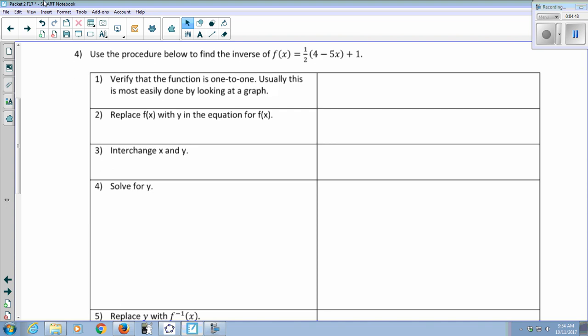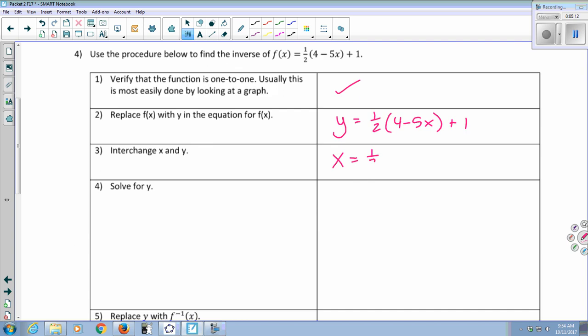All right, my next step is to replace f of x with y in the equation for f of x. So I have y equals 1/2 times (4 minus 5x) plus 1. Instead of f of x, write a y. Then interchange x and y. That means everywhere you see a y, make it an x. Everywhere you see an x, make it a y. So this becomes x equals 1/2 times (4 minus 5y) plus 1. And then you solve for y.